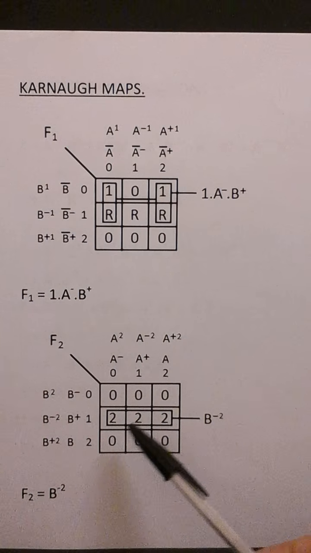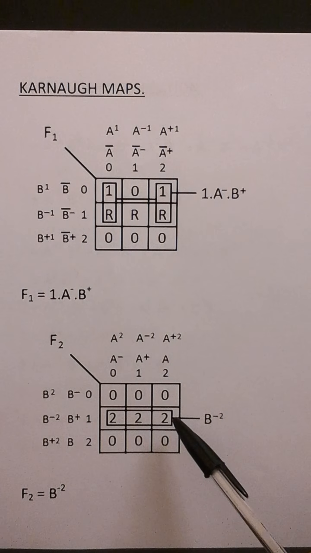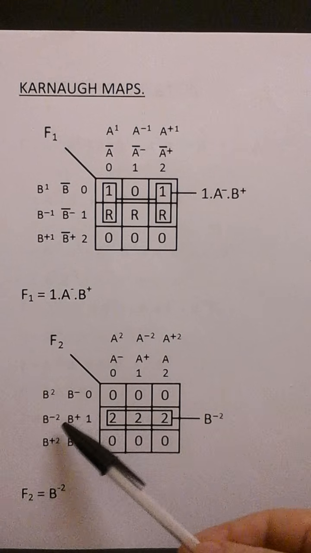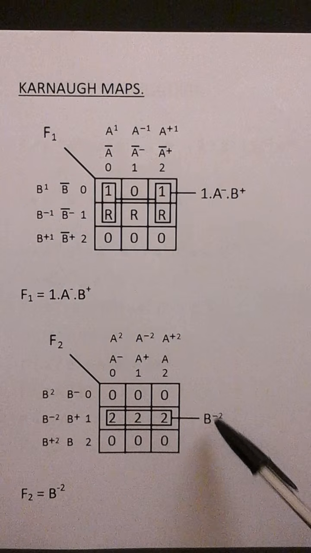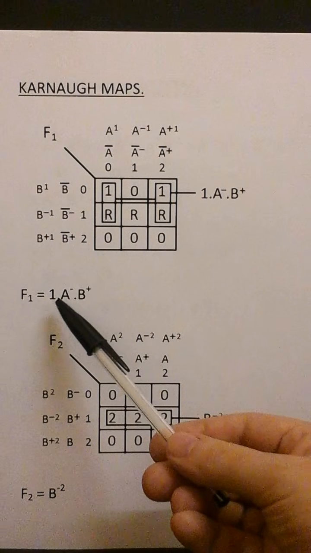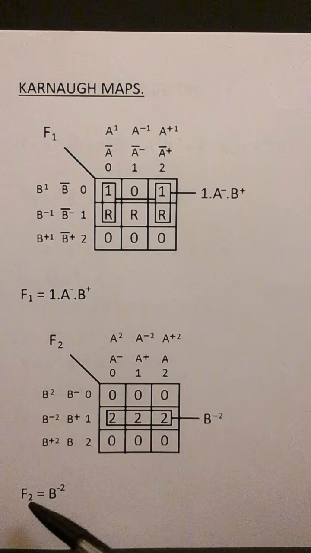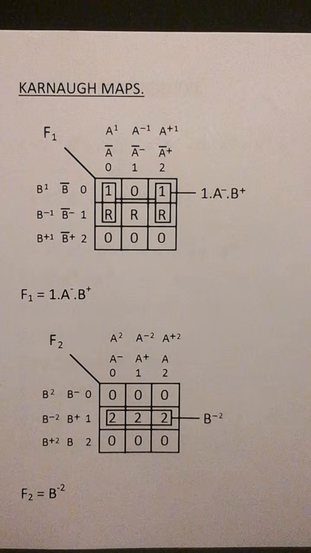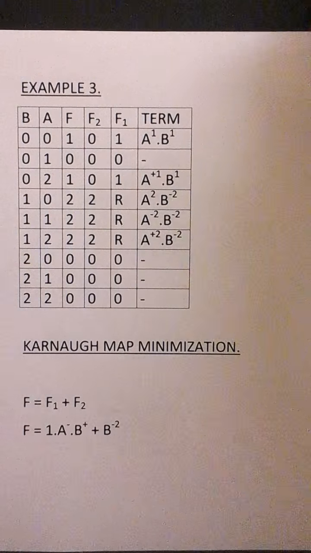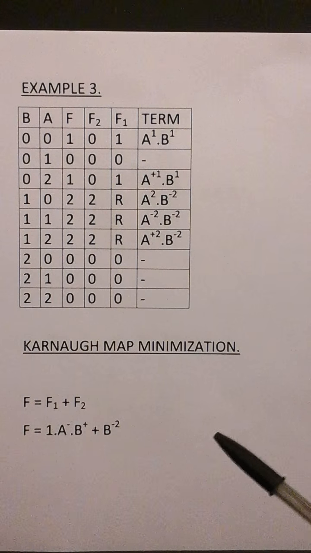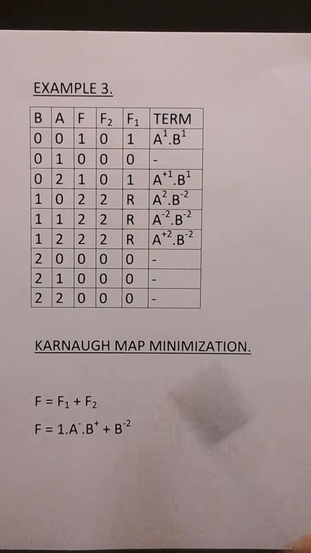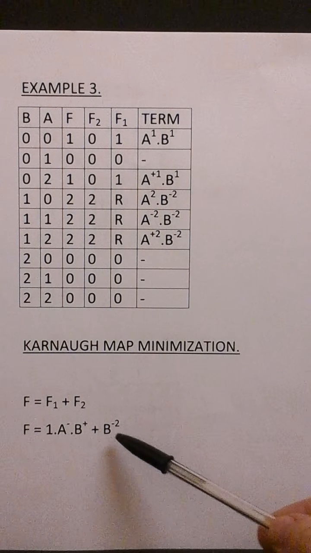And for Karnaugh map F2, well, there's nothing I can do there. I've just looped the whole row and made it equal to b minus 2. So F1 is 1 min a minus min b plus, and F2 equals b minus 2. So here we have Karnaugh map minimization. F1 equals that, F2 equals that. It's a straight definition, no factorisation required.